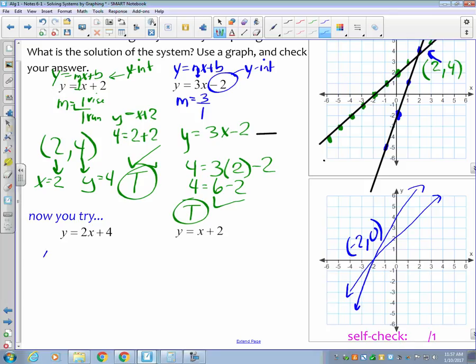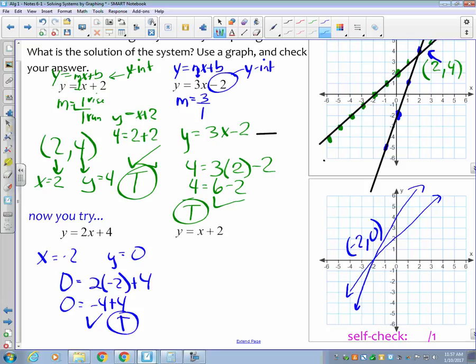So that means x is equal to negative 2 and y is equal to 0. So when I put those numbers in, I should get two true statements. Negative 2 times 2 is negative 4. And then you ask yourself, is negative 4 plus 4 equal to 0? Yes, so it's true.